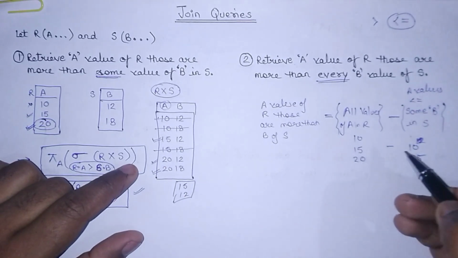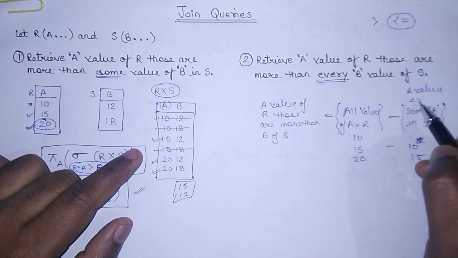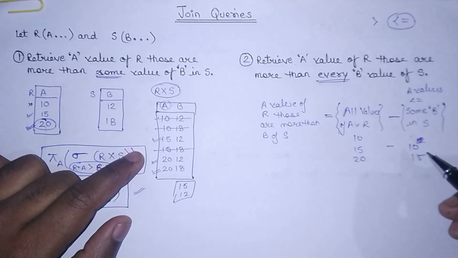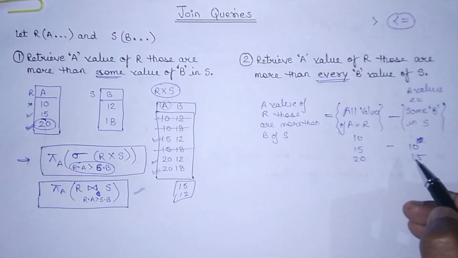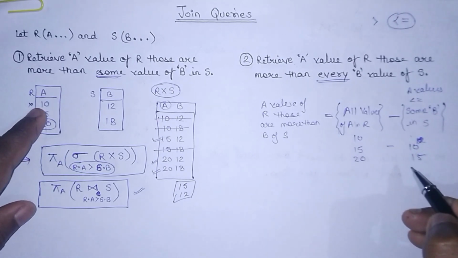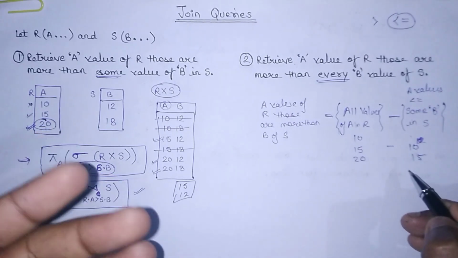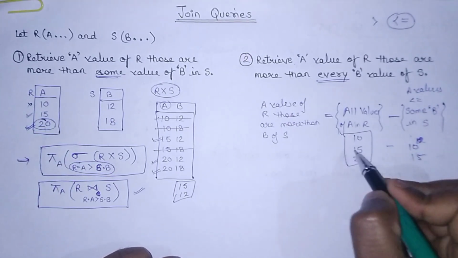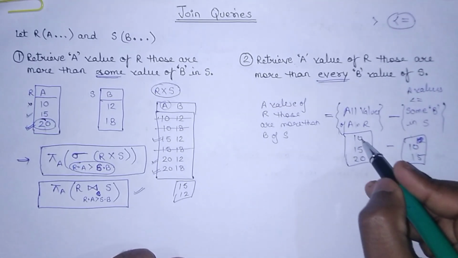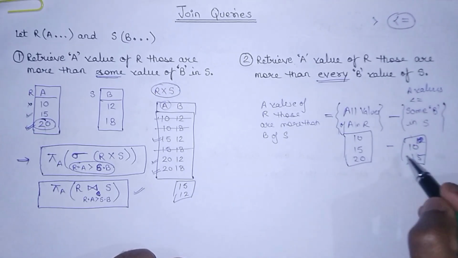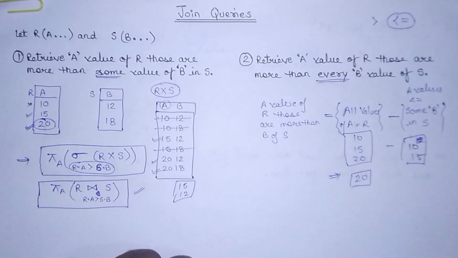So this is done. Now we have to find the A values of R which are less than or equal to some B value in S. You can see the different values which are less than or equal to some value in S. 10 is less than or equal to some values, 15 is less than or equal to some values, 20 is not less than or equal to some value. So I have 10 and 15 here. Now if you subtract 10 and 15 from 10, 15, 20, you will be getting only one thing, that is 20. That means we are getting the answer.